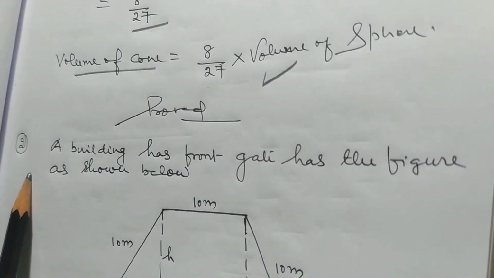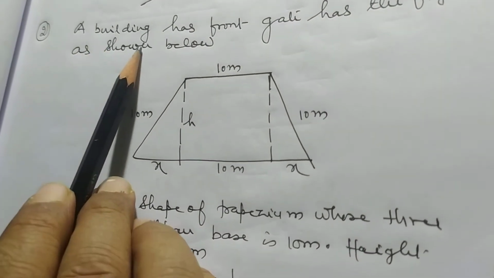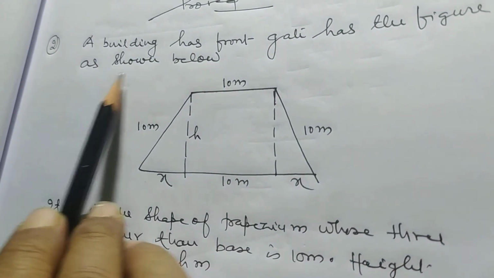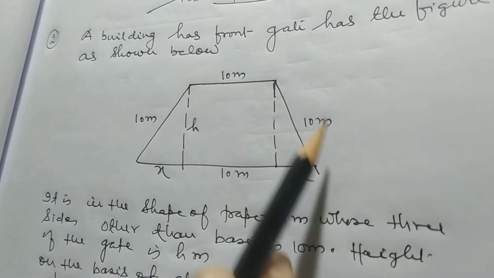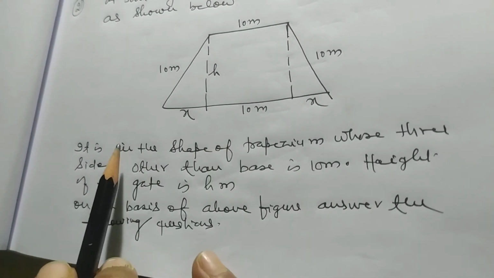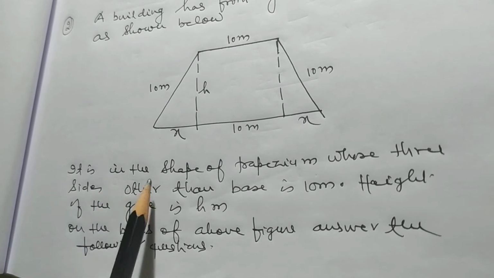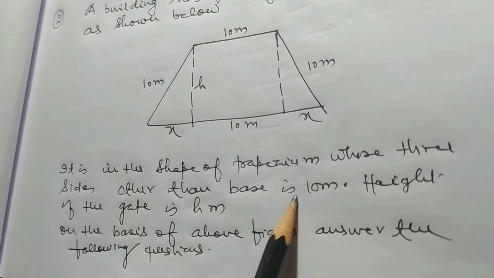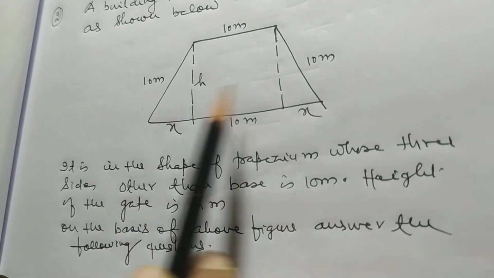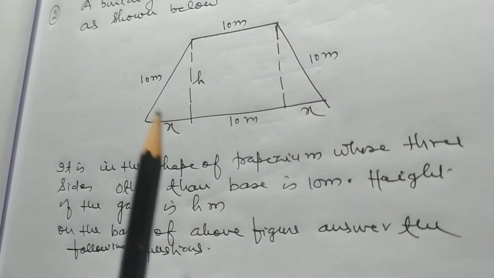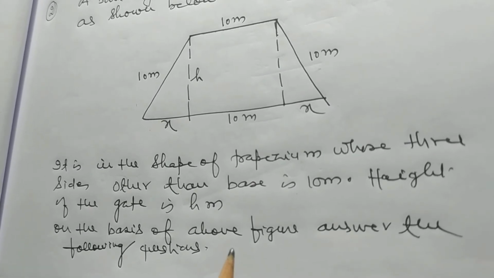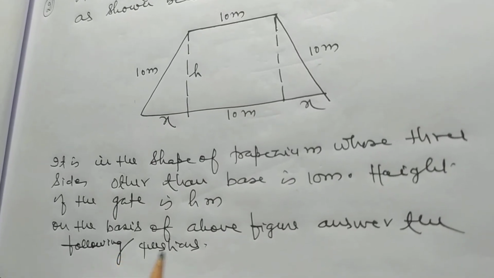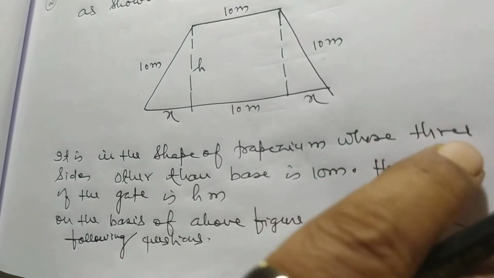Now I solve problem number 2. A building's front gate has the figure as shown below. This is the front gate of the building. It is in the shape of a trapezium whose 3 sides other than the base are 10 meter. So the height of the gate is h meter. On the basis of the above figure, answer the following questions.